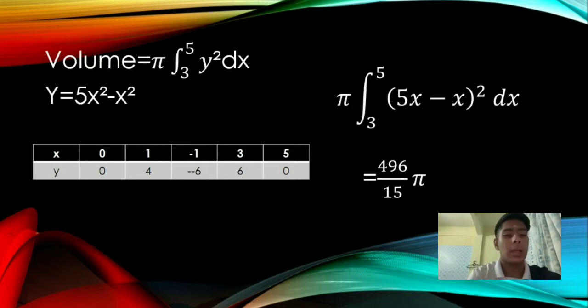Next, we solve the equation by doing pi times the integral from 3 to 5 of (5x minus x squared) squared dx. We should integrate this first, and then substitute the values to solve the equation, and finally we get 496 over 15 pi. So that is all from me. Thank you.